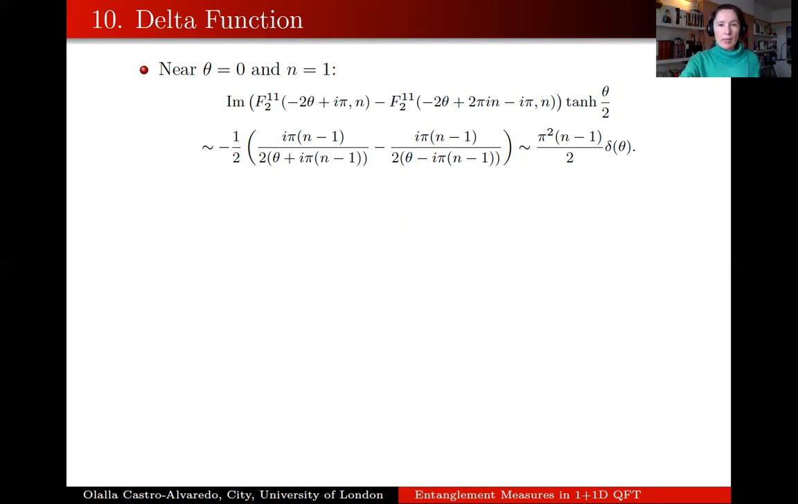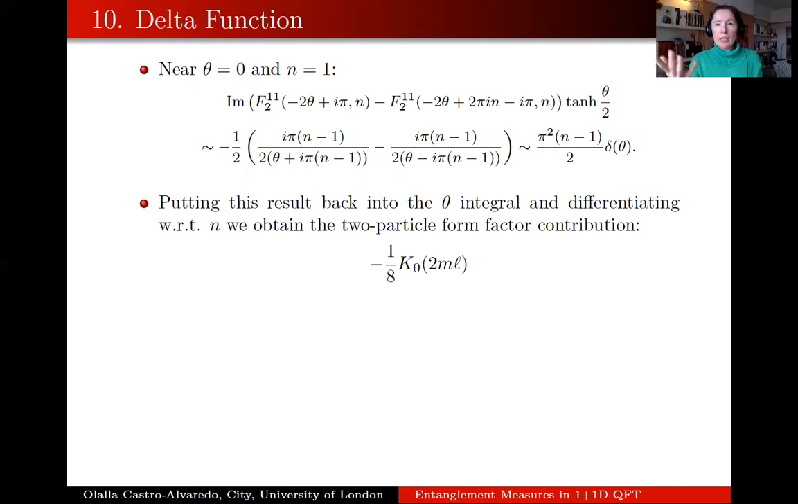Now, once you realize that, the rest is simple. Remember, there was an integral in θ, so that integral disappears. There was a Bessel function of 2ml cos(θ/2), which becomes a Bessel function of 2ml. And what you get is this very, very simple result, just from this observation.